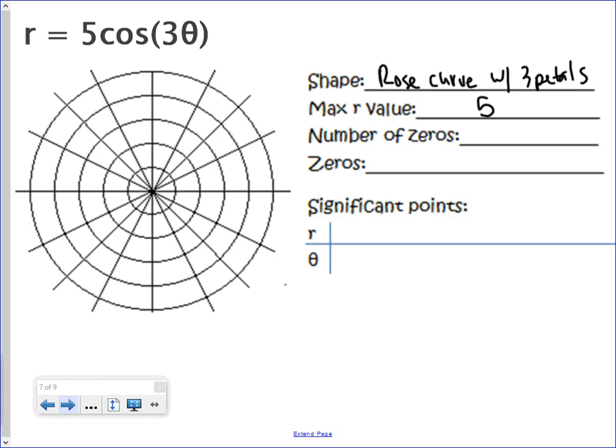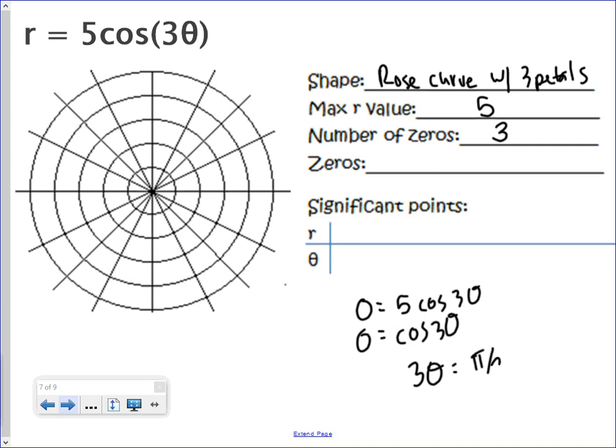When it's cosine, the number of zeros is equal to the number of petals. So we have 3 zeros. And what are the zeros? This time I'm going to do 0 equals 5 cosine 3 theta, or 0 equals cosine 3 theta. And so I'm going to say 3 theta equals, we already know sine is 0 at 0, pi, 2 pi, 3 pi, 4 pi. So when is cosine equal to 0? On the vertical axis, right? Pi over 2, 3 pi over 2, and since I need to get 3 zeros, the next one is 5 pi over 2.